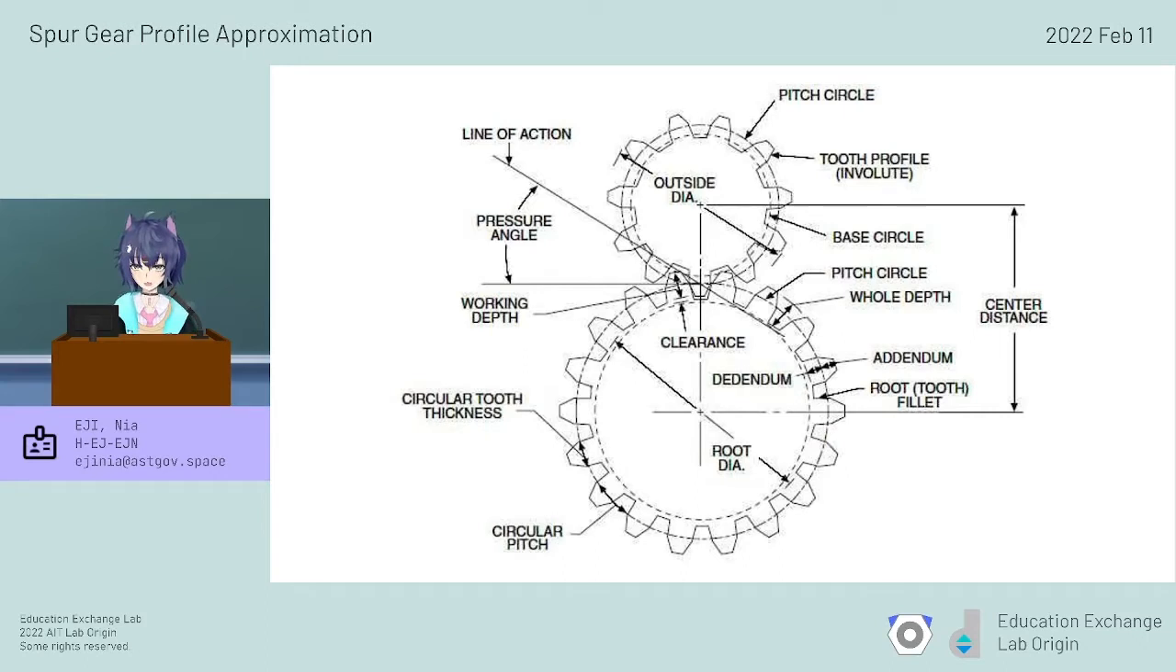When two matching gears mate, their point of contact moves along the line of action. It is constantly changing, and moves along the line of action when they turn. The angle between the tangent of the touching point and the line of action is called the pressure angle.